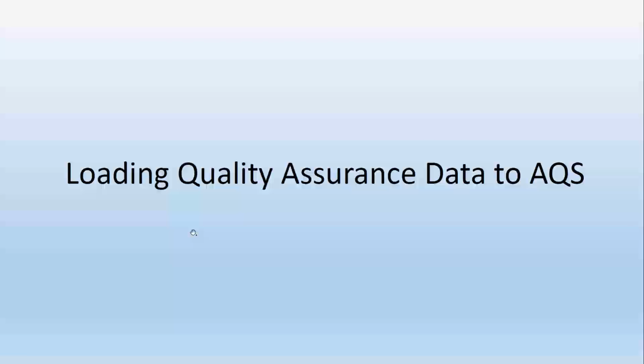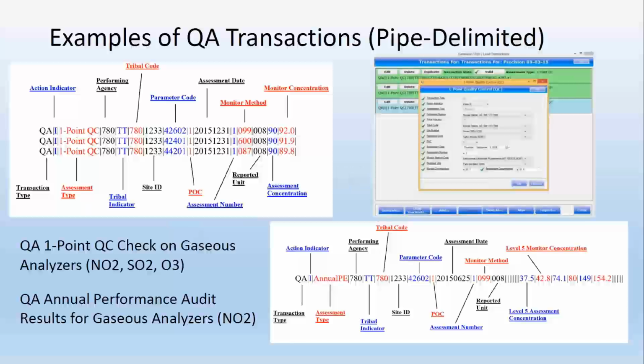So when loading data into AQS, it's slightly different from loading raw data, as Chris had mentioned. So I just want to provide a quick overview in a couple slides. Here are two examples of pipe delimited QA transactions. There's a QA 1-point QC check and QA annual performance evaluations transactions for gaseous analyzers. I also did a quick screenshot of the AQS QA transaction generator there.